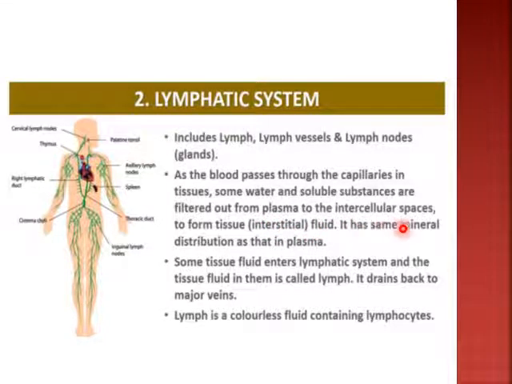It has the same mineral distribution as that in the plasma. Some tissue fluid enters the lymphatic system, and the tissue fluid in them is called lymph. It drains back to the major veins. Lymph is a colorless fluid that contains lymphocytes.